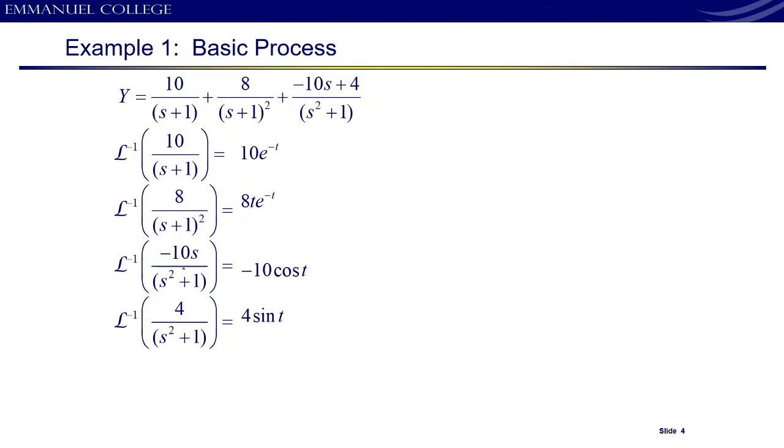Again, kick the -10 out to the front. You have s over s squared plus 1, which is the definition of cosine. And then kick the 4 out to the front. You have 4 times the inverse Laplace transform of 1 over s squared plus 1, which is the definition of sine. So, after all that, you would find that your original function was this.